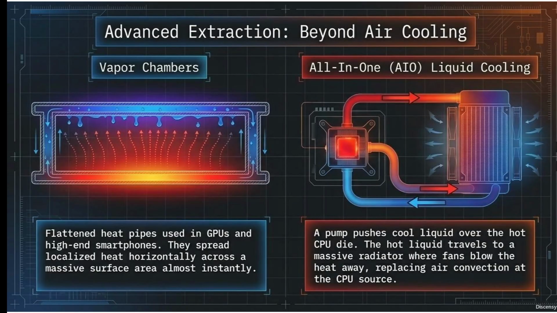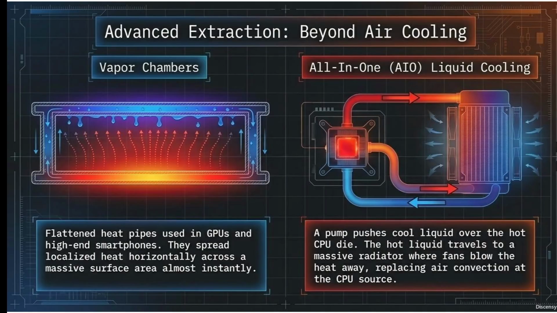Advanced extraction beyond air cooling. Beyond air cooling systems, we are going to learn about two different types of other components which are helpful for thermal management. One is vapor chambers. They are flattened heat pipes used in GPUs and high-end smartphones. They spread localized heat horizontally across a massive surface area almost instantly. Rather than having the heat at a point, it is going to spread all over the device.